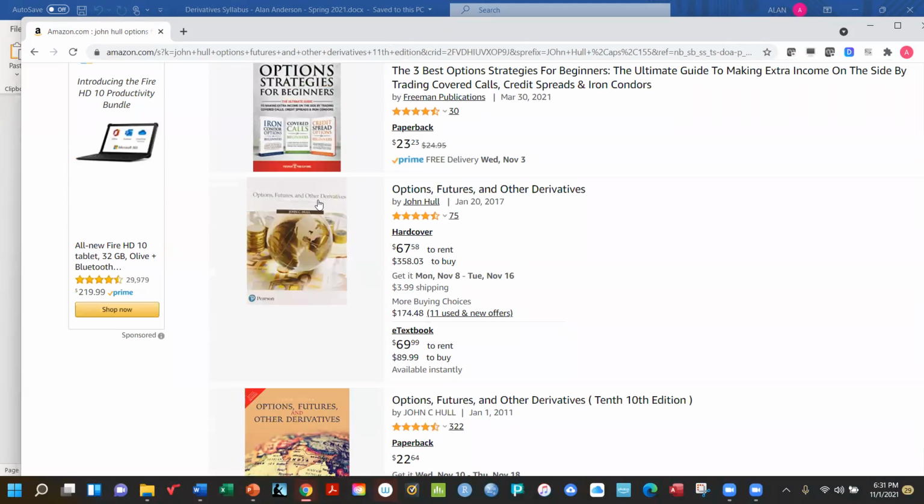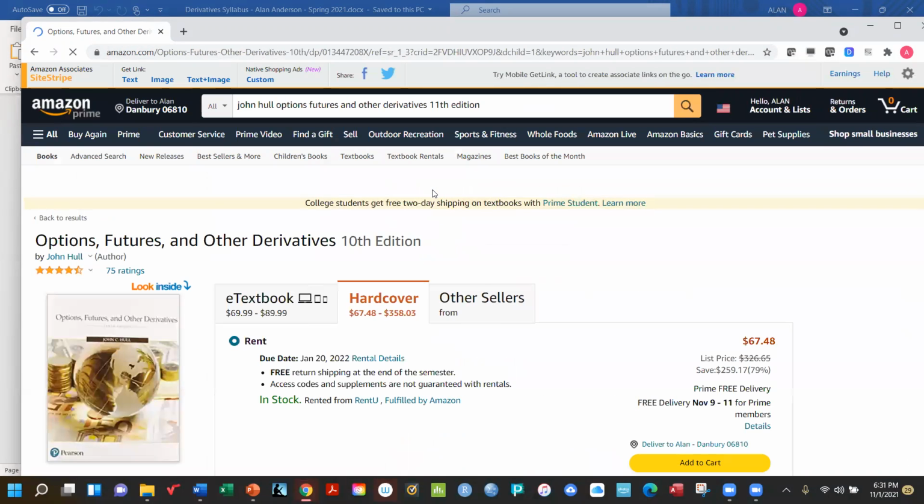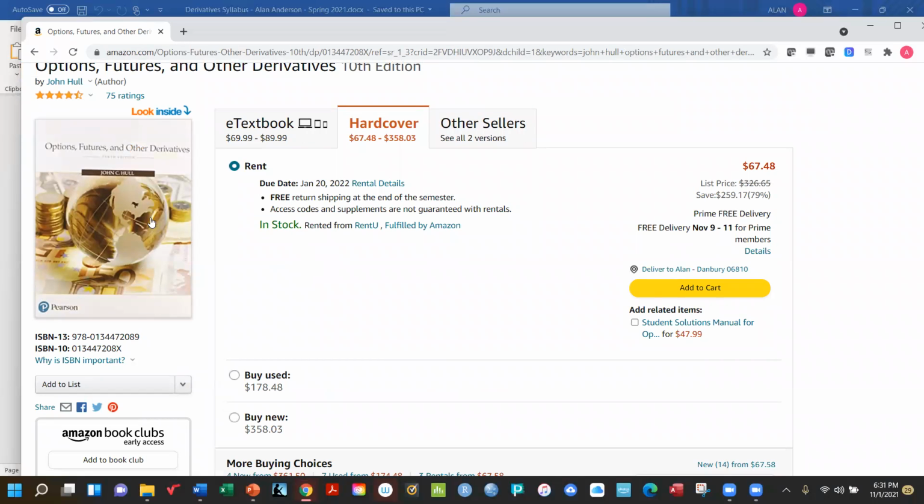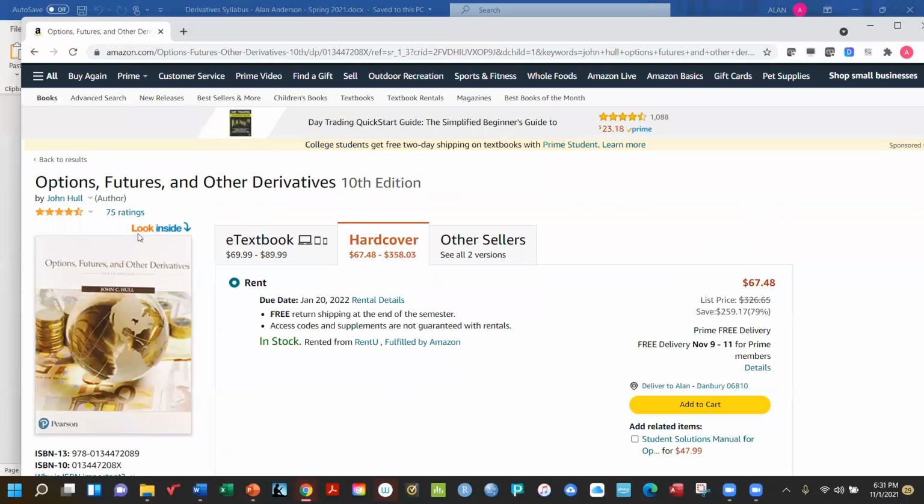Seems a little hard to believe that they haven't updated it in 4 years, but I'll tell you what, this is the classic textbook in this market. Options, Futures, and Other Derivatives by John Hull. He was the first to come out with an actual textbook for derivatives like this.